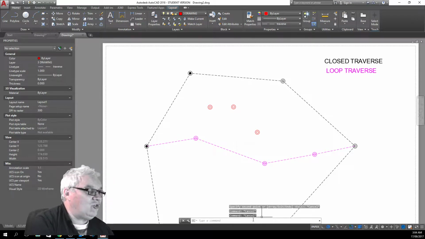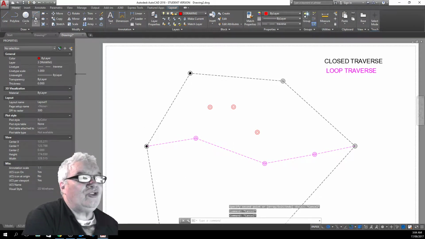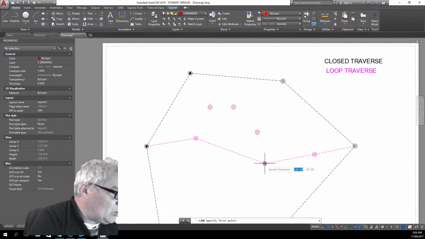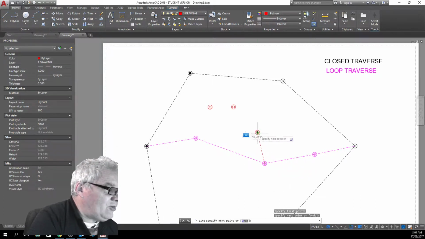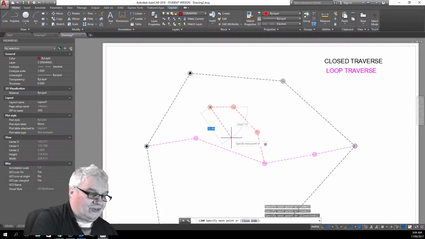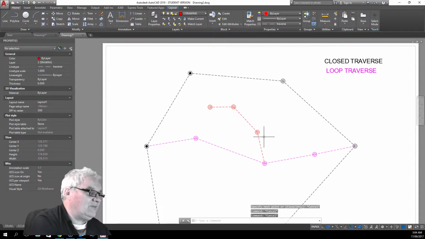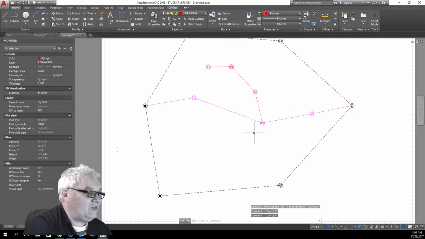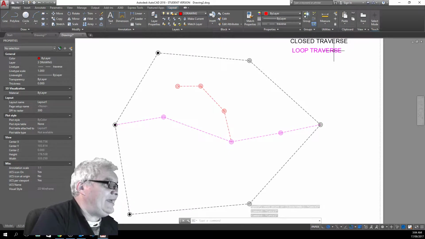So the hanging traverse has no real check on it, obviously. So the types of traversing that I'm talking about here, I'm talking about traverse done with a total station, taking the GPS out. So there's your hanging traverse there.